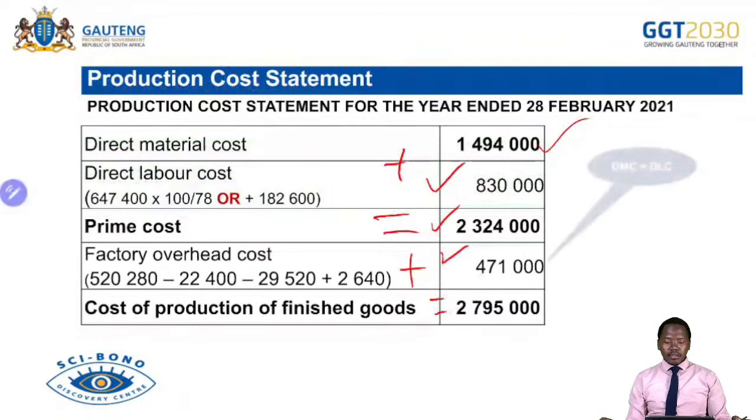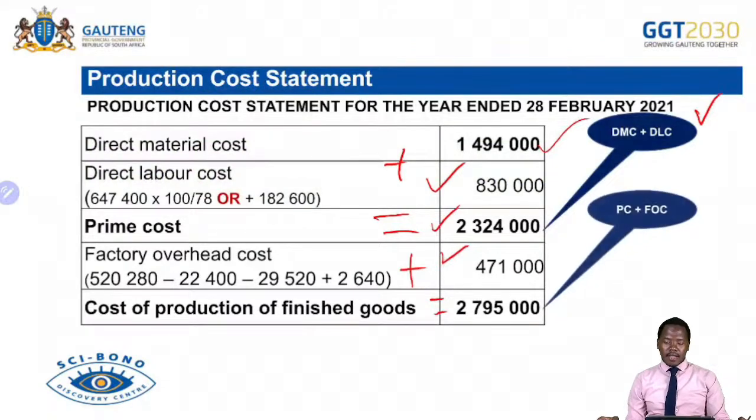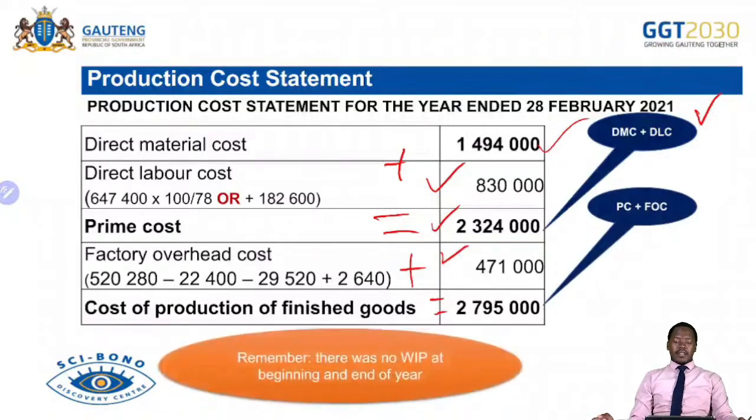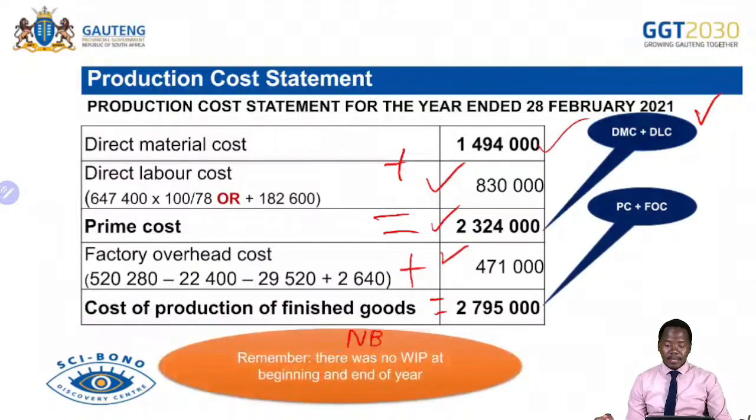Right. Moving on, grade 12, I've already said how I get my prime cost. Let us not forget these little things. For prime cost, it's direct material plus direct labor cost. And then for my cost of production of finished goods, that is prime cost plus factory overhead cost. That's what I've already said. Please note, we must remember, there was no work in process at the beginning and no work in process at the end.